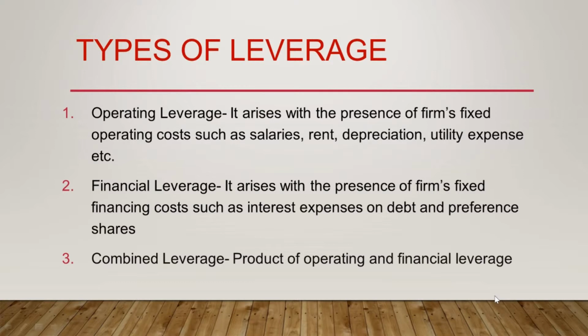Now the types of leverages. We can classify leverages into operating leverage, which arises because of the presence of a firm's fixed operating cost. Operating cost could be the salaries, the rents, because these costs are fixed in nature. These are to be paid on a monthly basis on a fixed amount unless there are any changes being made. Depreciation, which is charged on any fixed asset on an annual or monthly basis. Then there are utility expenses like electricity, water charges, etc.